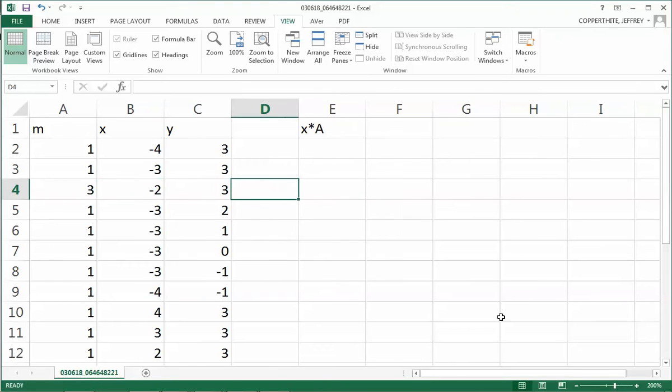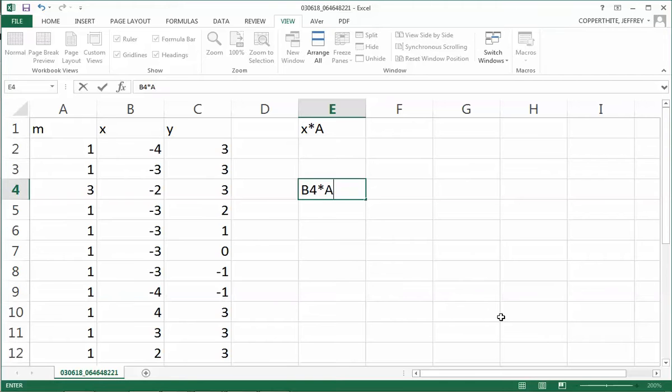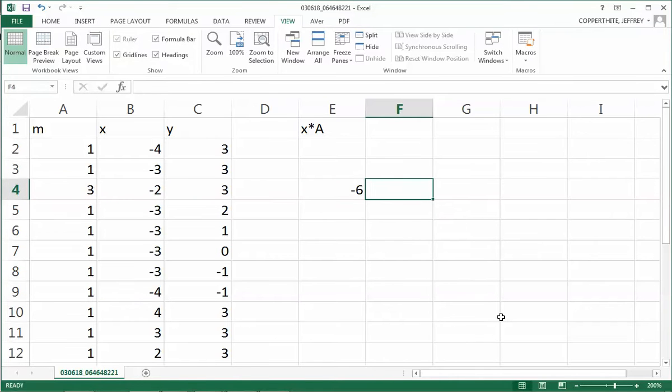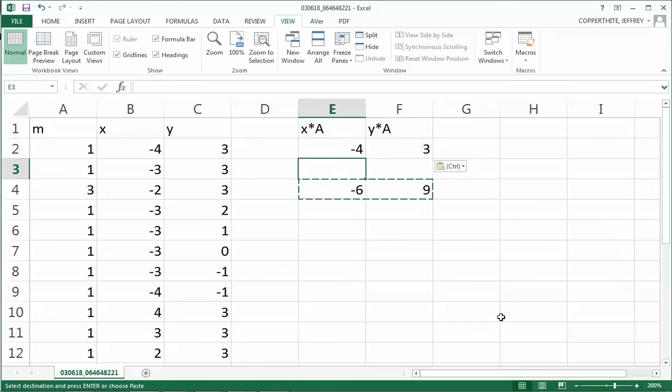So you'd actually have to do your B4 times A4 here, right? And I forgot the equal sign. And then you'd also have to do the C4 times A4 here, right? So you'd actually have to do separate calculations, x times A, y times A. Okay, so if you decide to make the masses different other than 1, you would just have to make a separate column, and then you'd have to do your math from that column. So obviously, if I copy and paste this to other cells, you'll notice that it's still the same thing, right?